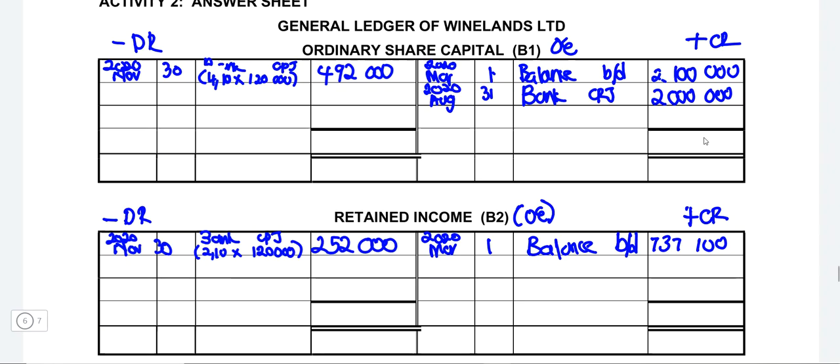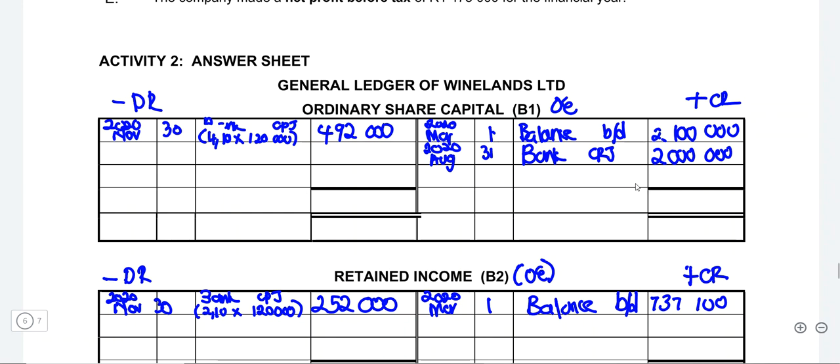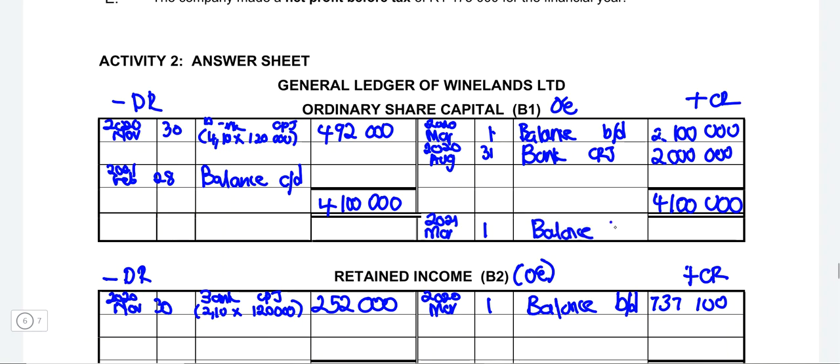Now if you look at the transactions, you will see that there's nothing else that will affect the ordinary share capital. So when you are smart, you just make sure that you now close this off. Remember, the total here will be 4,100,000, and then also here the total will be 4,100,000. Now when you are done with this, we just need to close this off. So we're going to say 2021 February 28. Remember, the shortage is this side, so we'd have our balance carried down, which will become the brought down for next month. So it will be 2021 March the 1st. Then we'd have our balance brought down.